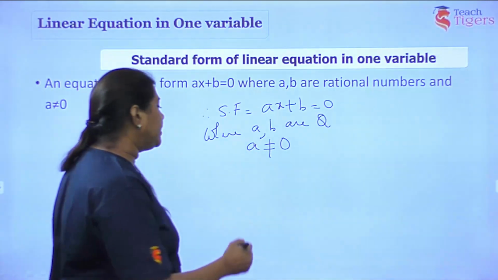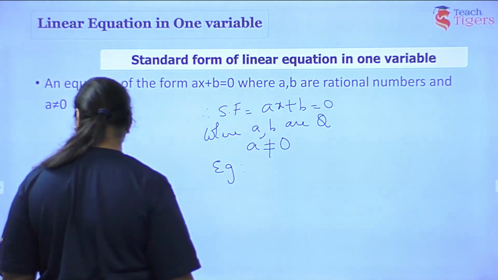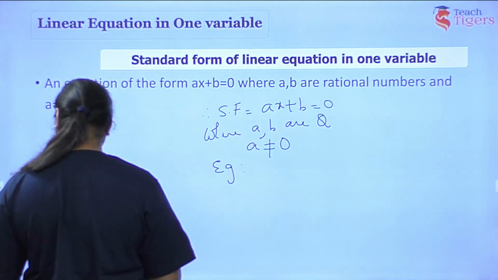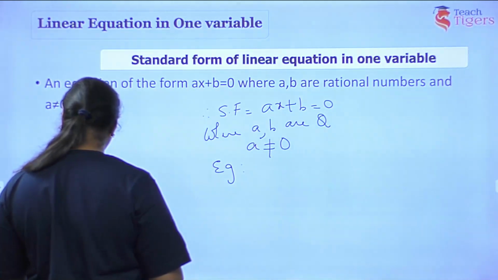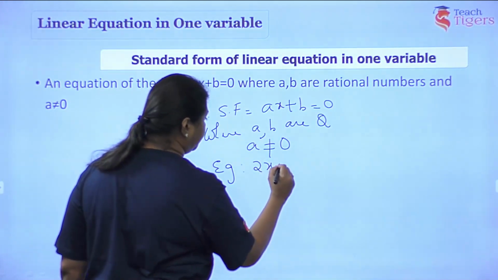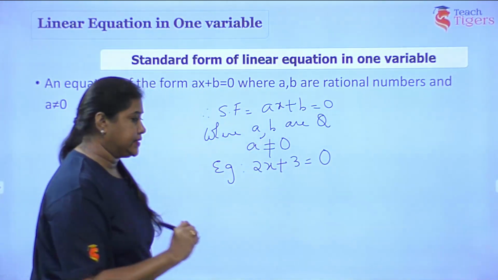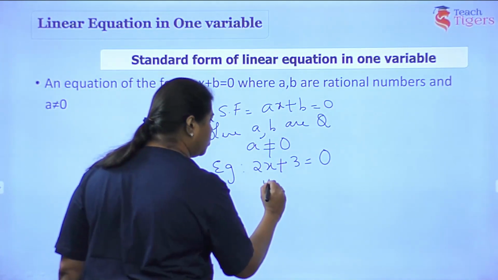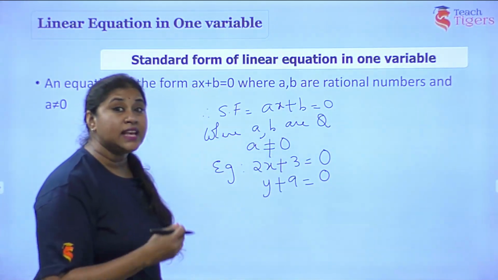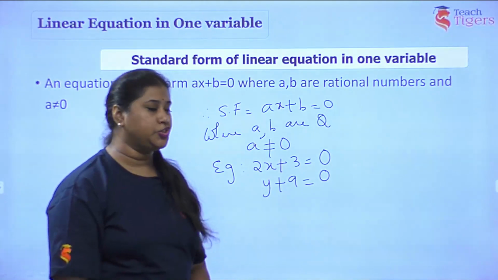Now let us write an example. Example is 2x plus 3 is equals to 0 is one example, and I could write y plus 9 is equals to 0. So these are the standard forms of SLE, simple linear equation.